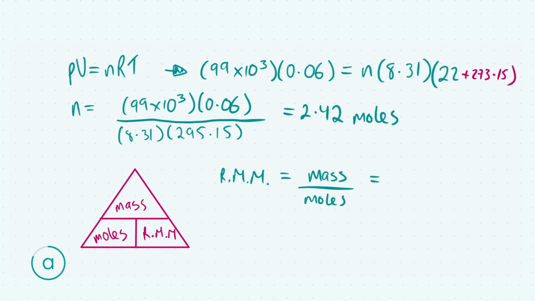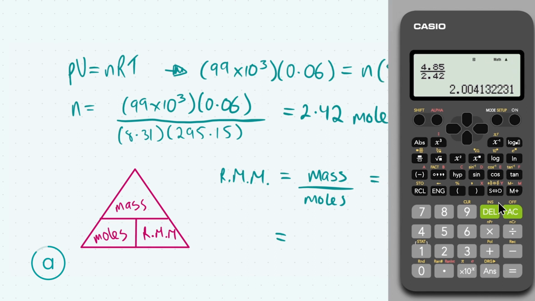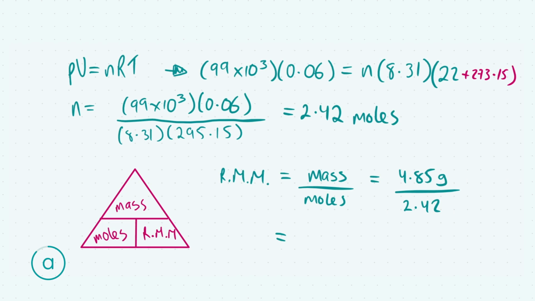And we were already told that mass, so the mass that we were given was 4.85 grams, and we want this mass to be in grams. And then on the bottom, we're going to have our number of moles. So our number of moles in this case was 2.42 moles. And I'm going to pull out my calculator and throw that into it and see what we get. So we're going to have a fraction, and on the top of this, we're going to have our 4.85 grams, our mass, and on the bottom half, we're going to have our number of moles, which in this case was 2.42. And the answer we're going to come out to here is 2.004, and I'm just going to write that down, rounding it out to 2.